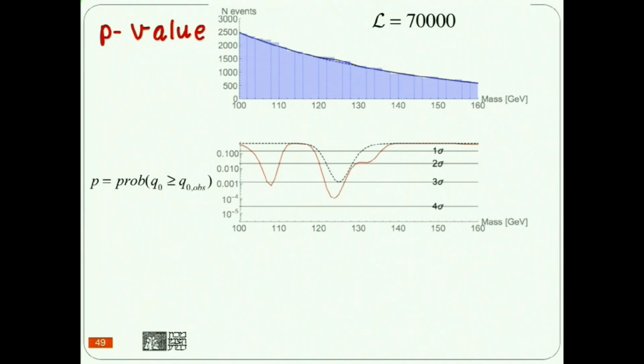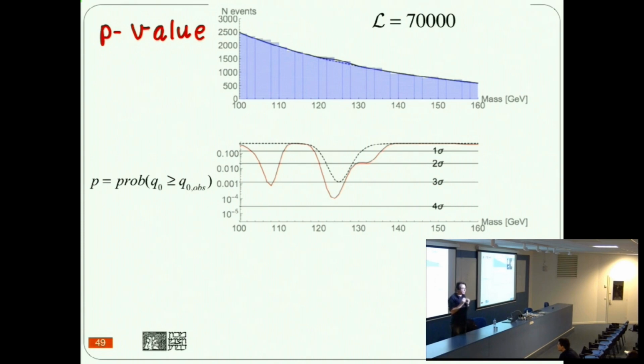So here is an example of a dataset. And in order to quantify the fluctuations that I see, I simply calculate the p-value as a function of the mass. The p-value quantifies how many sigmas the fluctuation is, right? This function, phi to the minus 1 of 1 minus p, gives you the significance.